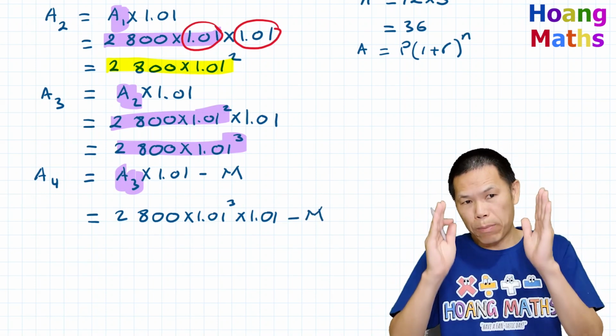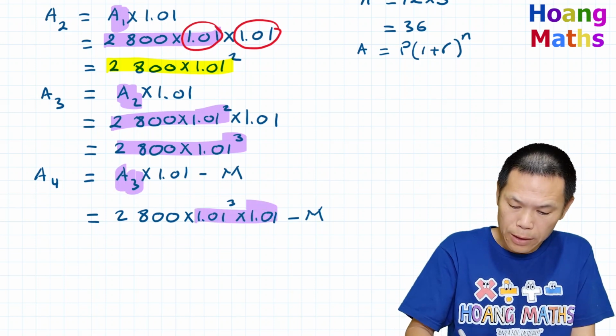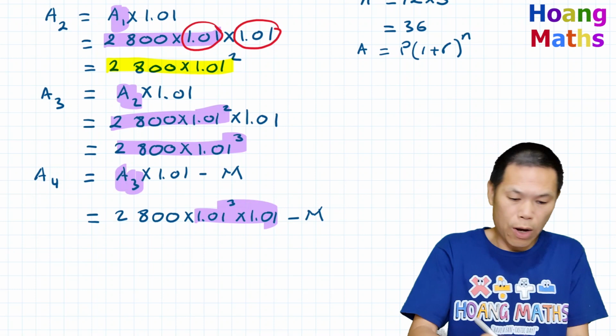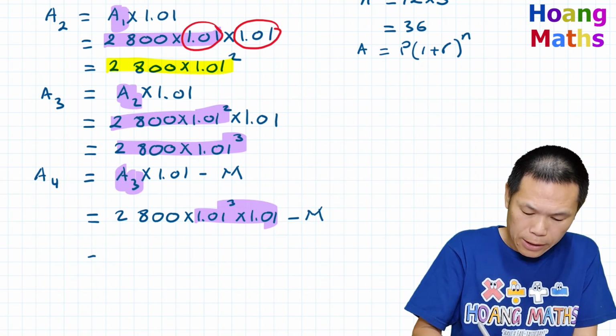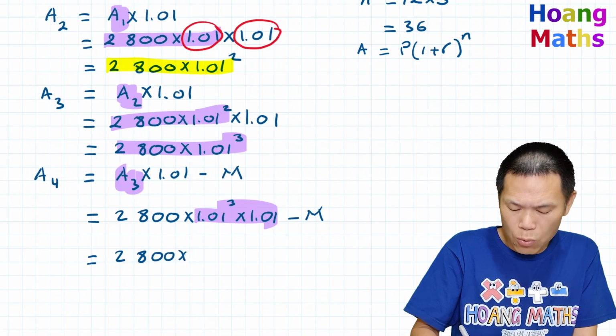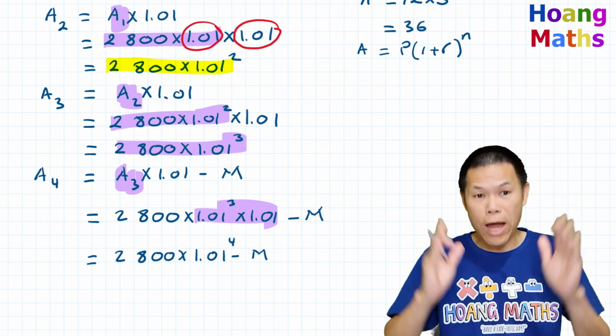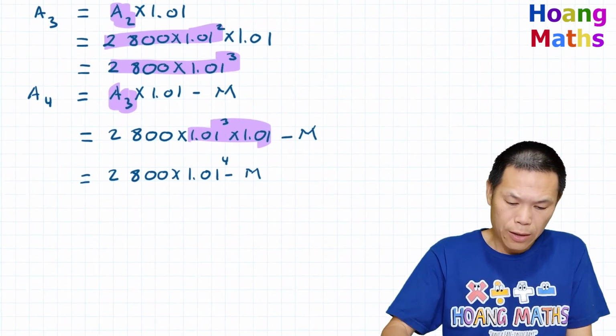But we know that 1.01 to the power of 3 times 1.01 gives me 1.01 to the power of 4. So that is equal to 2,800 times 1.01 to the power of 4, minus M. That is how much is owed at the end of the 4th month.